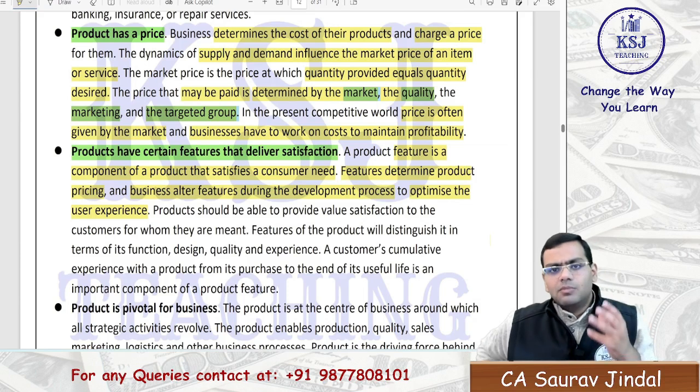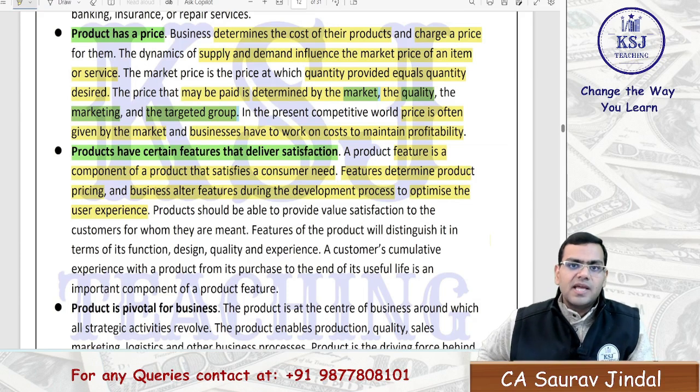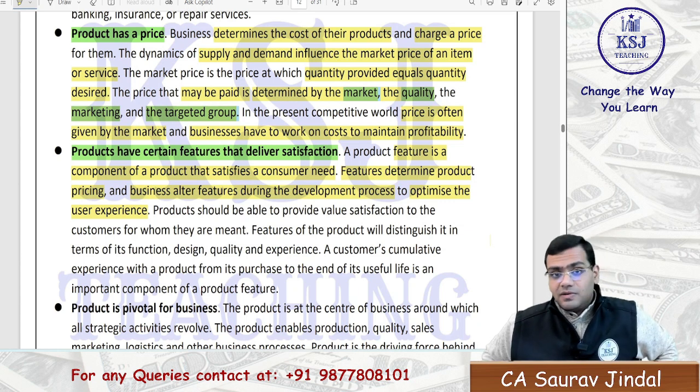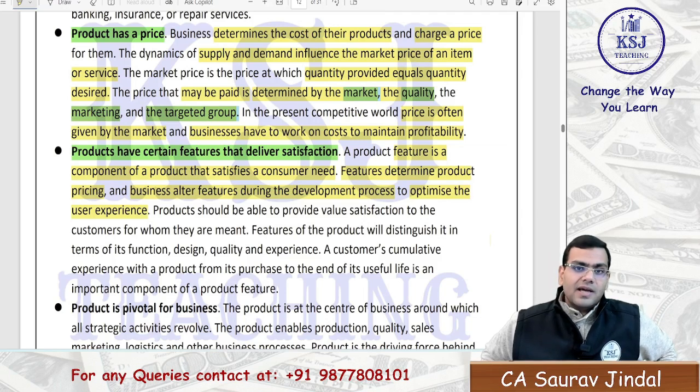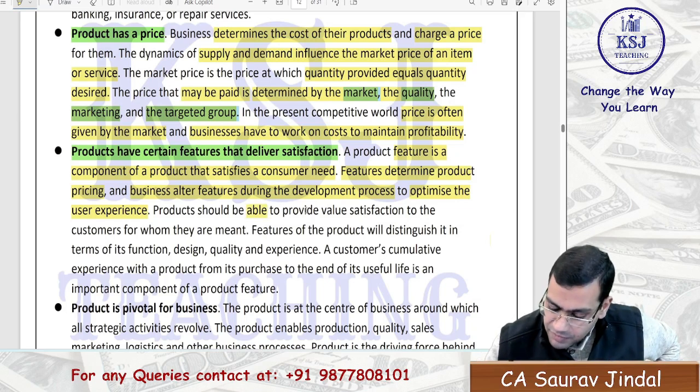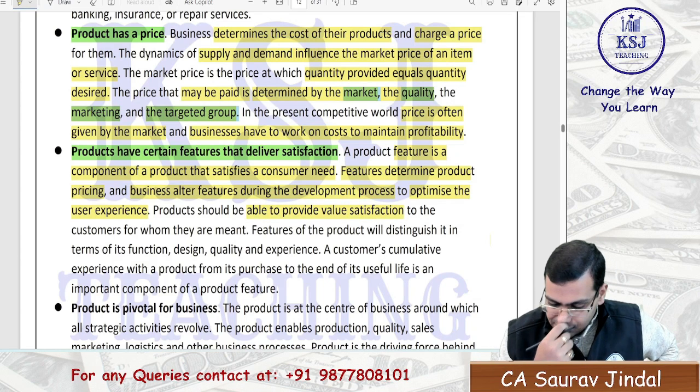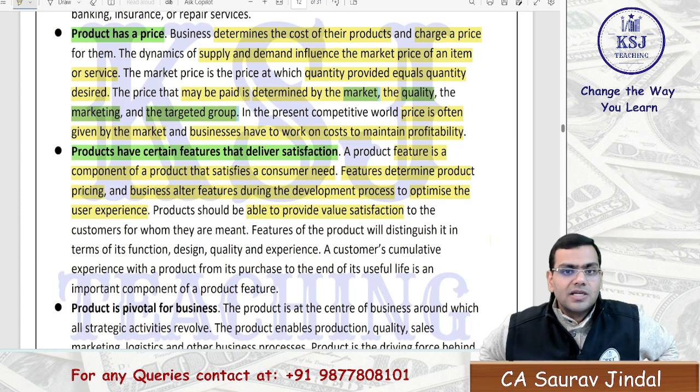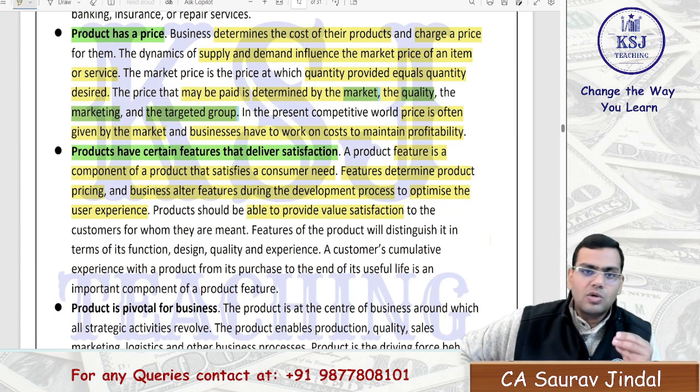For example, in the mobile industry itself, they keep on upgrading the softwares so that people have a better feel of it, right? And they keep on upgrading the cameras, the systems. So a lot of things are there. They keep on improving and developing, right? The products should be able to provide value and satisfaction to the customer for whom they are meant, right? They should be adding value to the life of the customer.